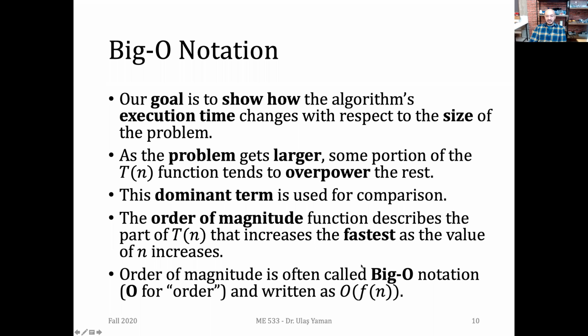We call this big O notation, and as I mentioned at the beginning, O is for order. It will be written as O of f of n. So if f of n is n squared, then we say that it is O of n squared, and it has a quadratic time complexity.